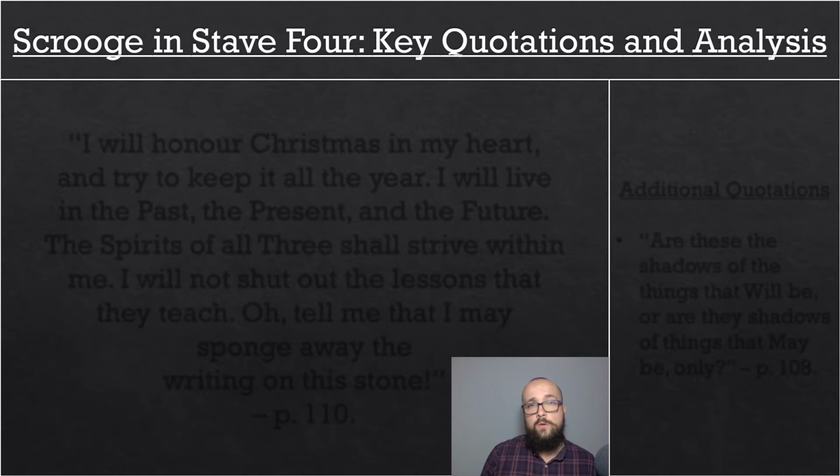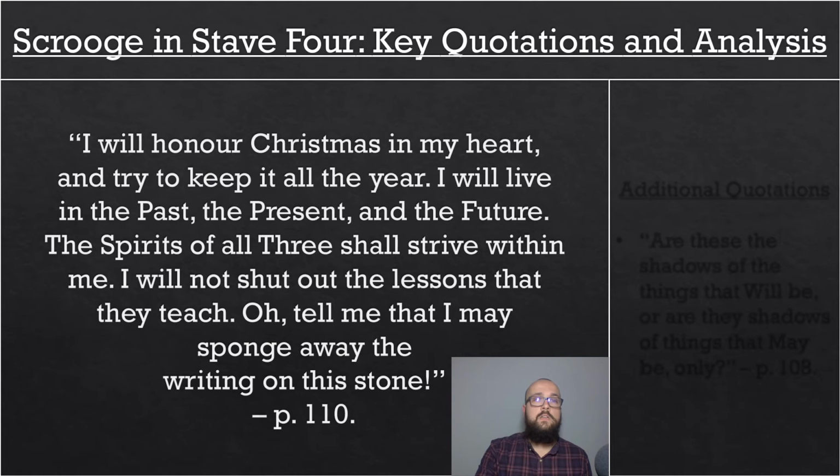Alright, so our final quotations come right at the end of Stave 4. Once Scrooge has realised that the dead person at the heart of this vision of the future is in fact himself, Scrooge says to the spirit, "I will honour Christmas in my heart and try to keep it all the year. I will live in the past, the present and the future. The spirits of all three shall strive within me. I will not shut out the lessons that they teach. Oh, tell me that I may sponge away the writing on this stone." What is clear is that Scrooge is adamant that he will change his ways.